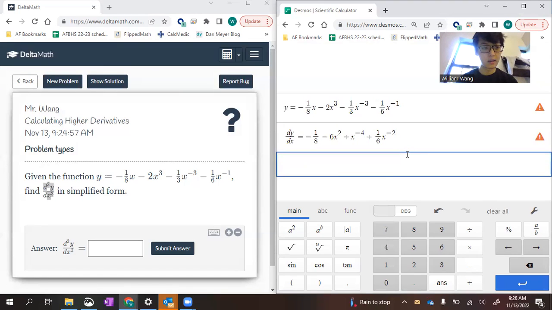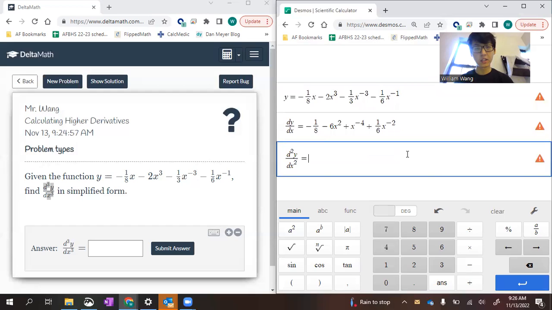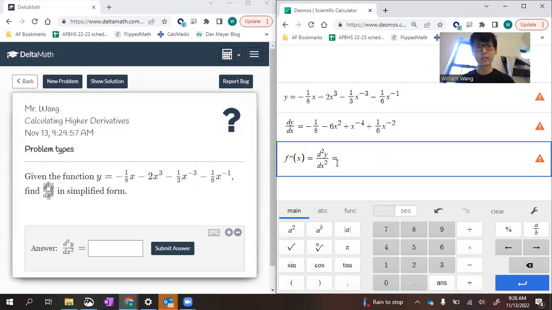So let's go on to my second. My second derivative is going to be written like this. That's just the notation. That just means second derivative. So it's the same thing as this, right? Those mean the same exact thing.